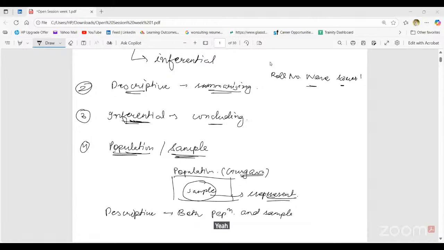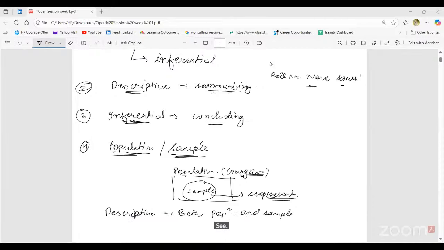Yeah. So, Swati, the person who spoke just before said that yesterday, one of the people while solving the statistics practice questions said that descriptive will be the conclusion of the sample data, and inferential will be the conclusion of the entire population. He said it in the practice session. So is that a correct statement, or is it wrong?